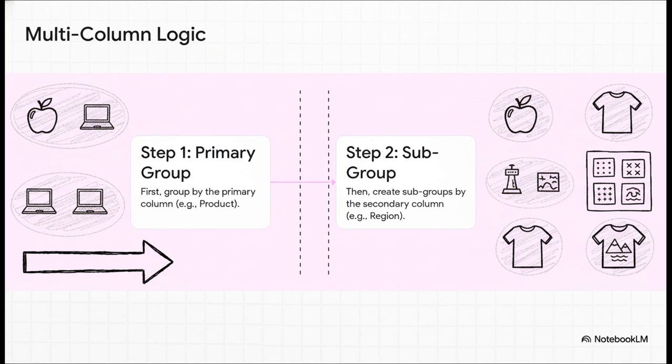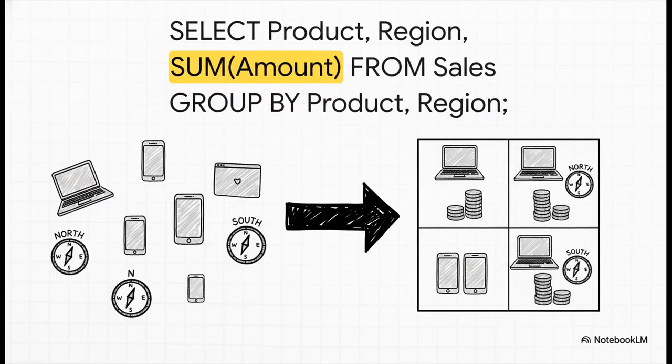Let's say that's product. Then, inside each of those product groups, it starts making smaller subgroups based on the second column, like region. So, a query for that might look something like this. We're asking for the total sales, but notice we're grouping by both product and region. So what we get back is a super detailed breakdown. Total sales for laptops in the north, then laptops in the south, then phones in the north, and so on. It gives you this incredibly granular view of your data.